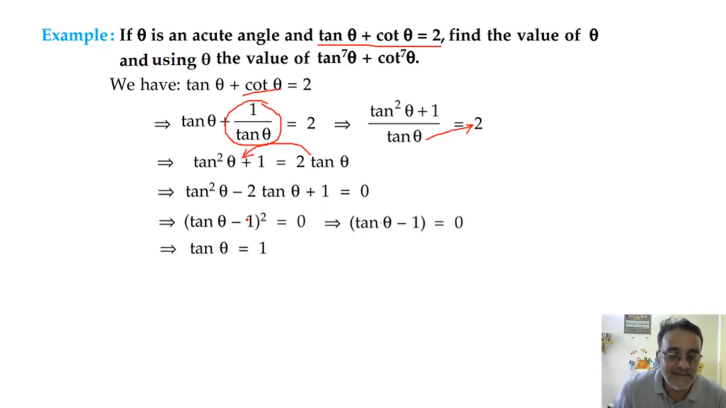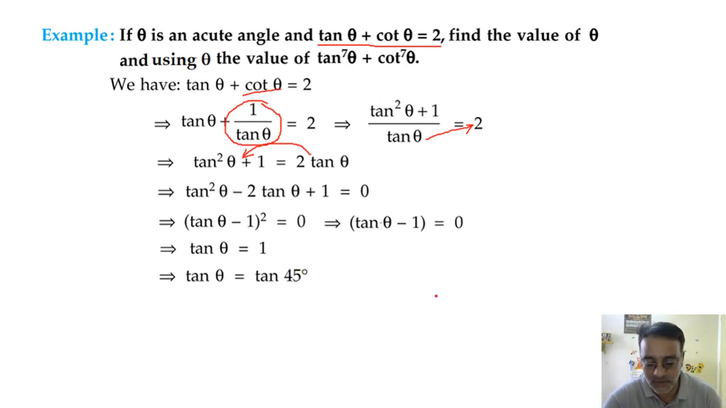And what is 1 in tan? 45 degrees. Right. So we will equate with tan 45 degree. So this will imply theta is equals to 45 degree. Any doubt? No, sir.